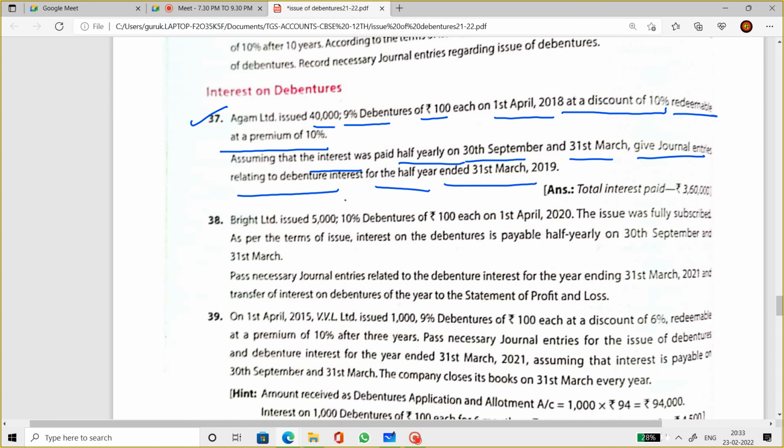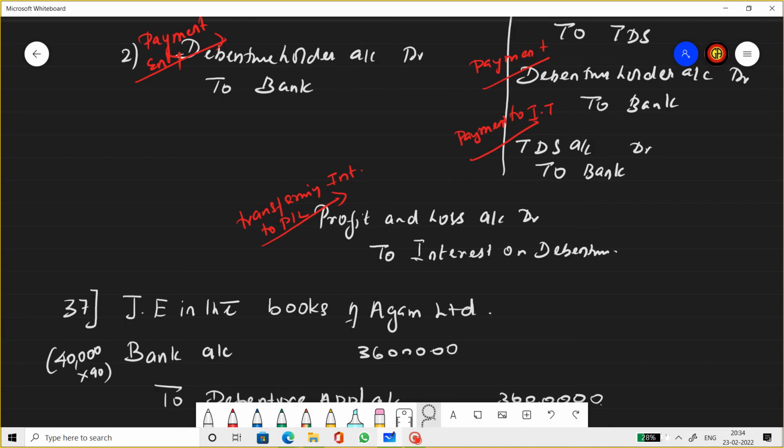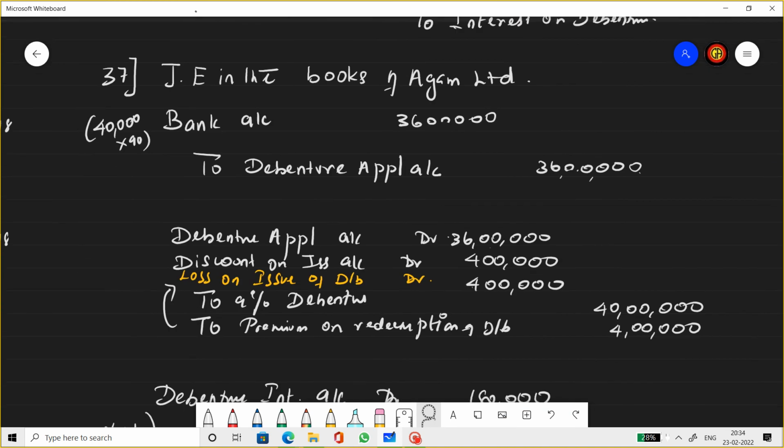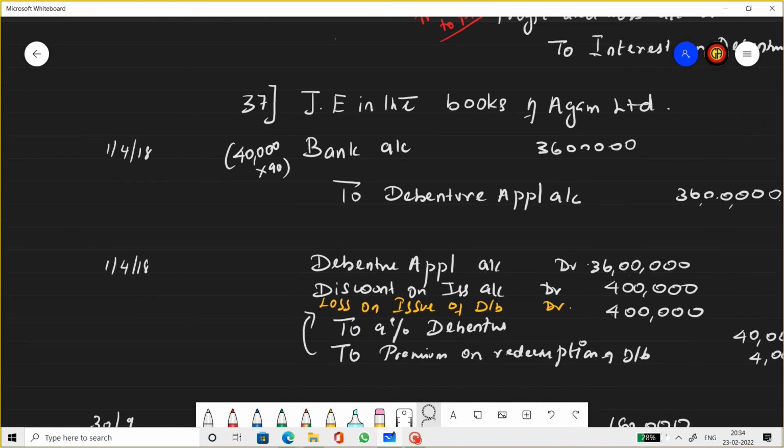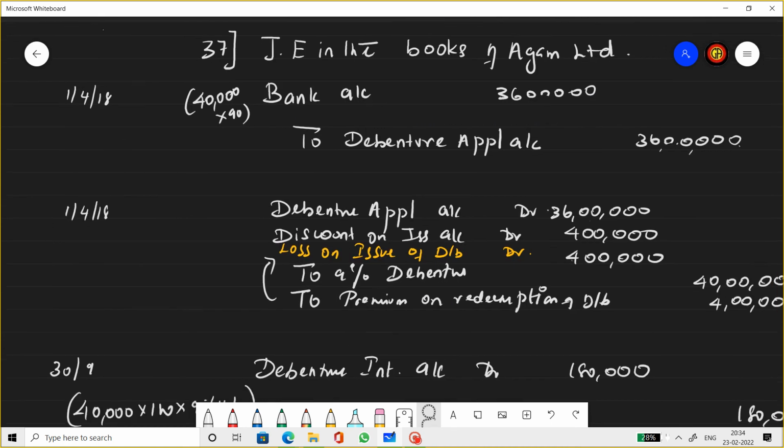Okay, so now they've asked only for the interest entry, but I would like to do the issue entry also along with it. So journal entry in the books of ACCOUNTANCY Limited. On 1st April, they are going towards the issue. Bank account debit to debenture application account, or just debenture application. It's a lump sum, 40,000 debentures issued at 90 rupees, 10% discount. So 90 rupees. So what they collect is 36 lakhs.